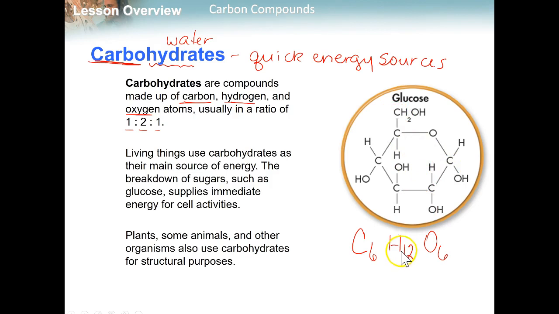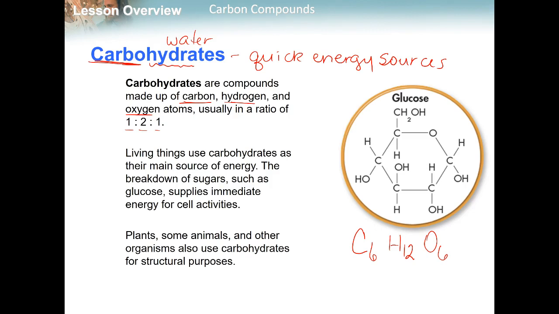Okay? We should have 12 hydrogens. Well, that tells us we have 2, 3, 4, 5, 6, 7, 8, 9, 10, 11, 12. Oh, wow, we've got 12 hydrogens. And then we should have 6 oxygens. There's 1 oxygen, 2, 3, 4, 5, and 6. And when it chemically comes together, it makes this single ring structure that we have, this glucose molecule, and that's what the molecule would actually look like in chemistry.